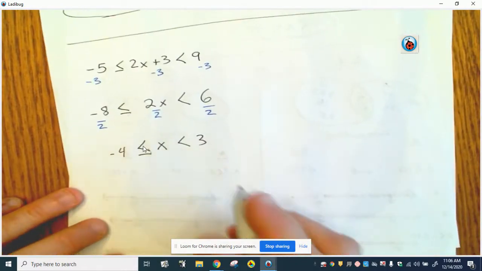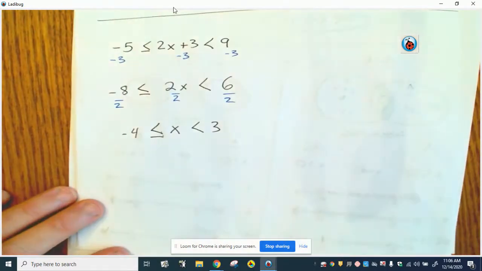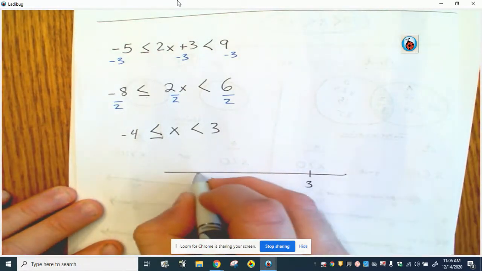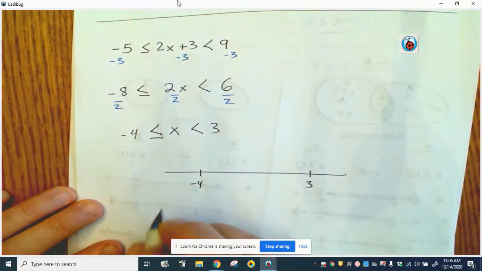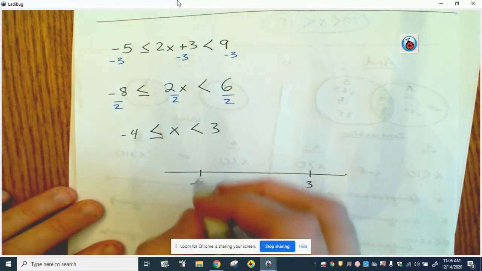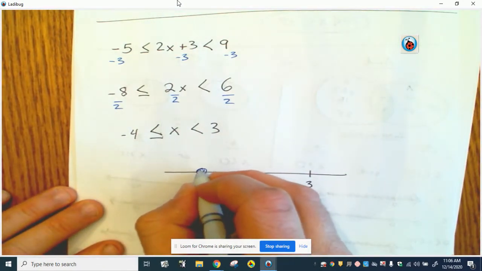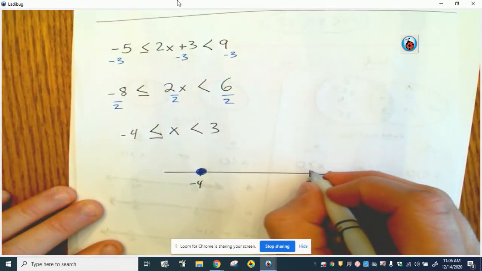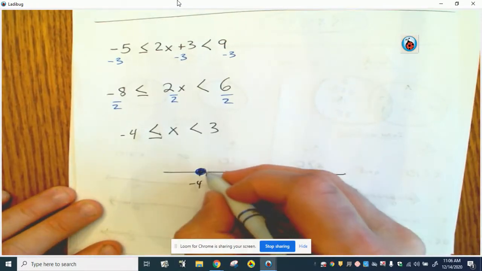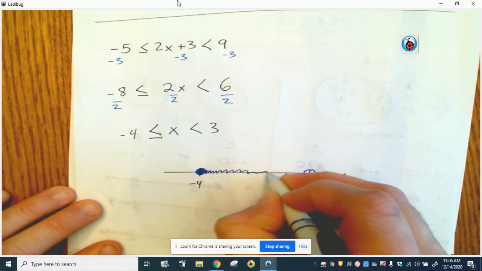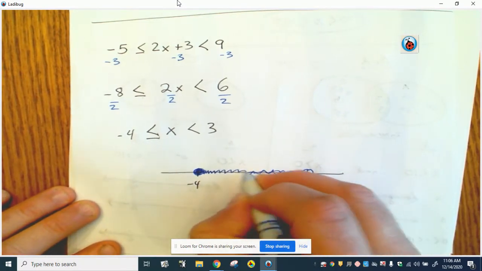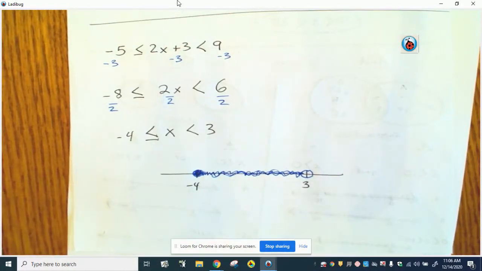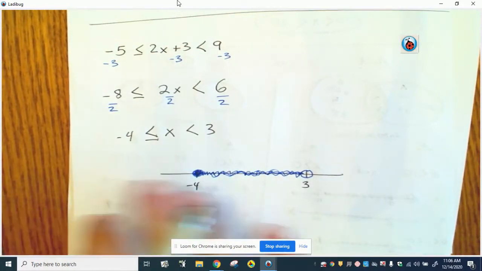Okay? And then graphically what this would look like is I'd have a 3 over here. I'd have a negative 4 over here. I'd have a closed circle at negative 4, because it's "or equal to." I'd have an open circle at 3, and I would be shading in between those two numbers. "And" is in between. Okay? It's simple enough.